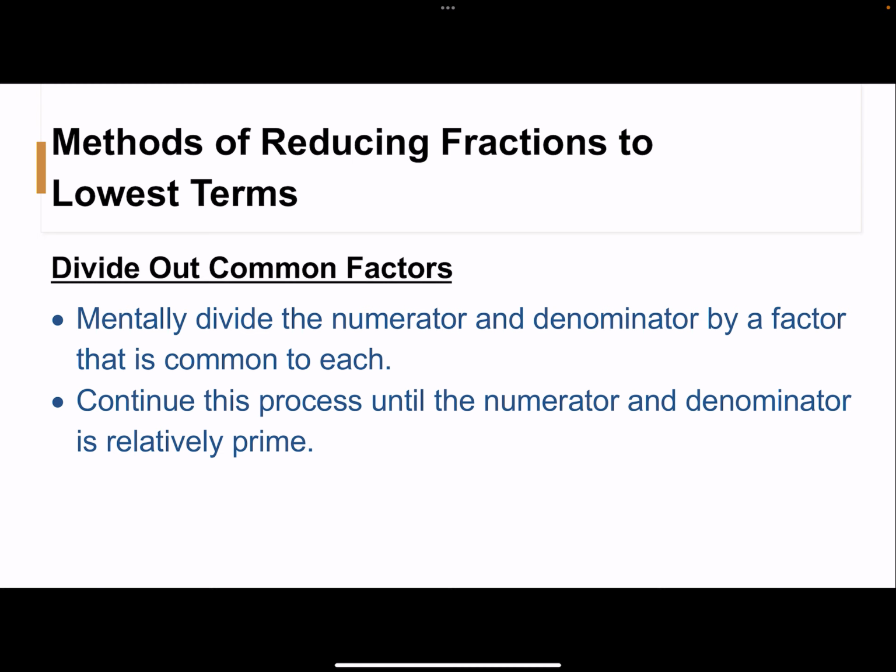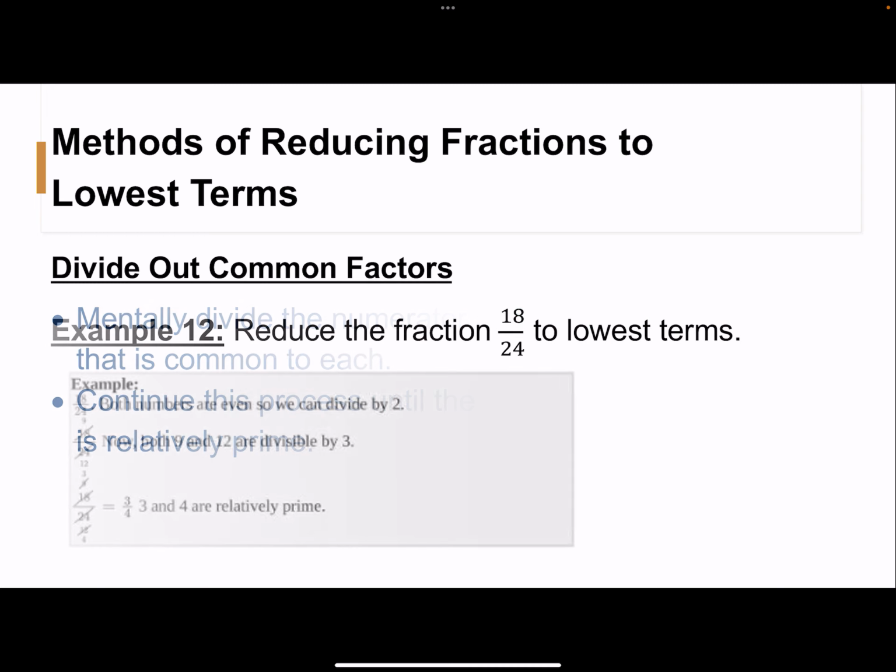Sometimes students don't know what that greatest common factor is, but they may recognize that the fraction is even, so they know that it can be divisible by 2. But you just keep continuing the process until you get to the point where the numerator and denominator are relatively prime. And this is what a lot of students are going to do.